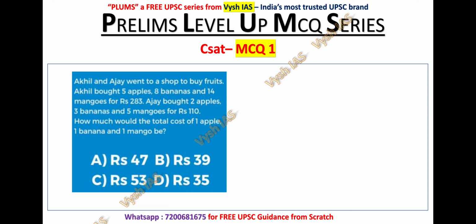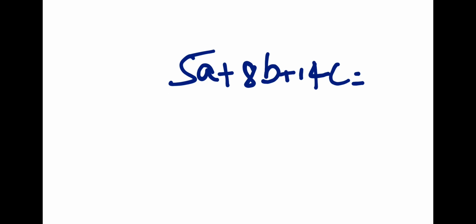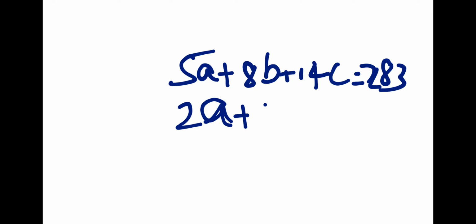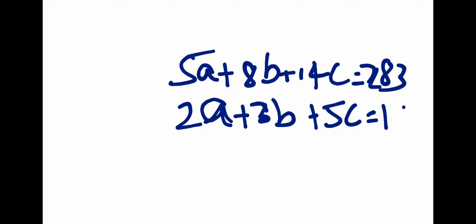Let's write the data. Let the number of apples, bananas and mangoes be A, B and C. Initially they said 5 apples, 8 bananas and 14 mangoes, cost is 283. And in the second case, 2 apples, 3 bananas and 5 mangoes, cost is 110. So this is equation number 1 and this is equation number 2.